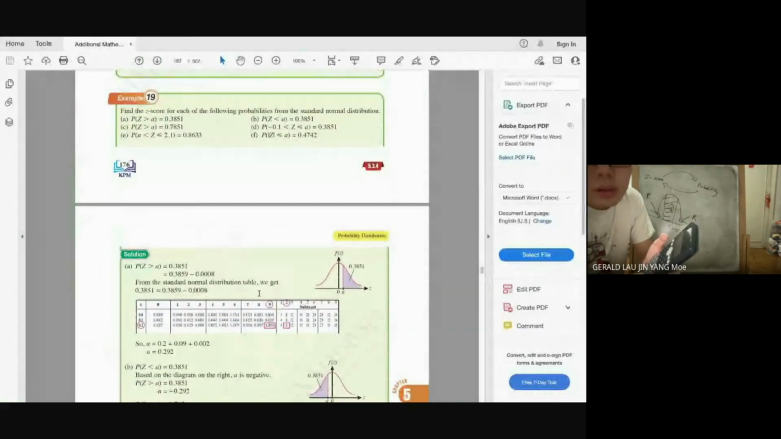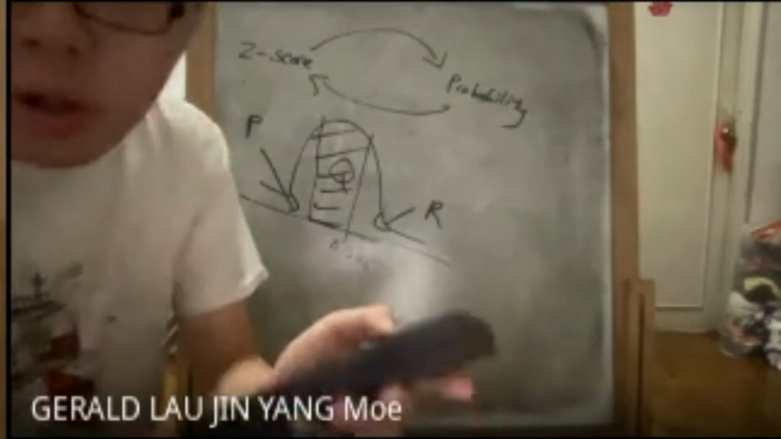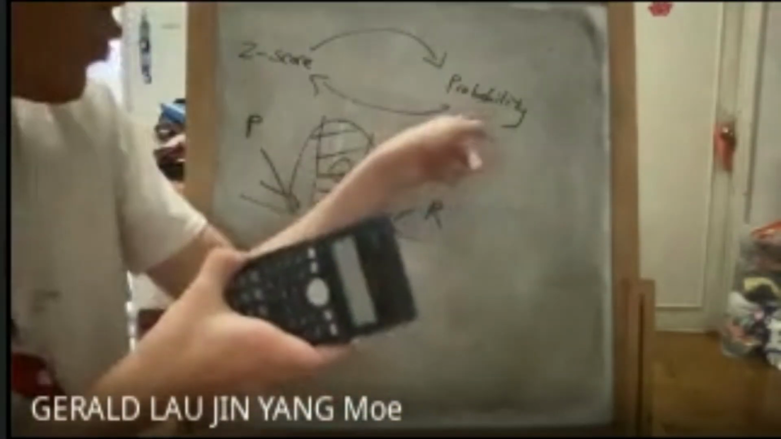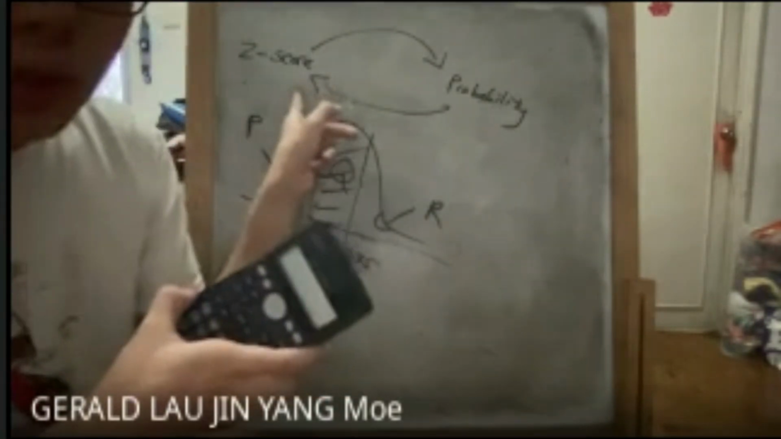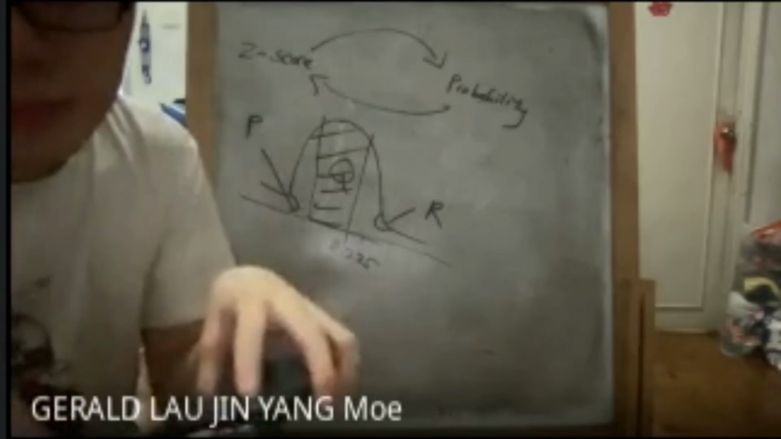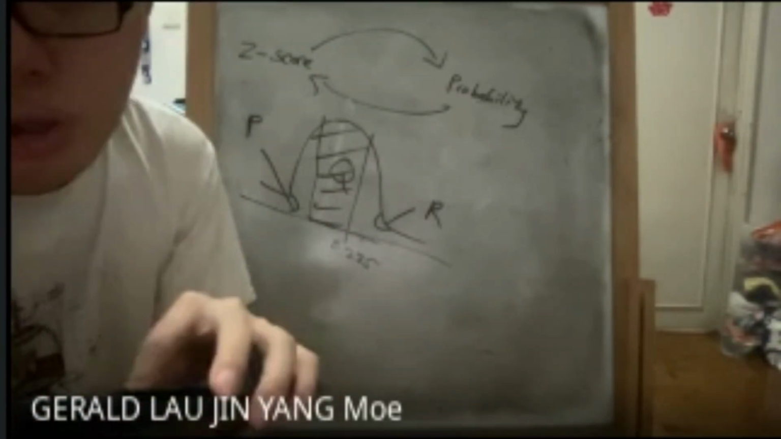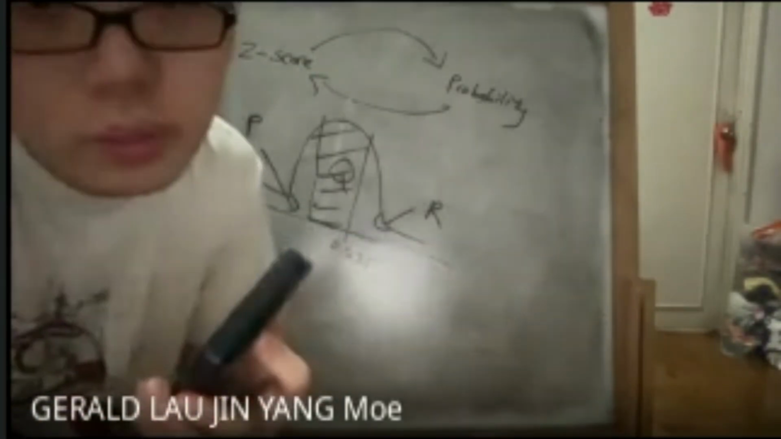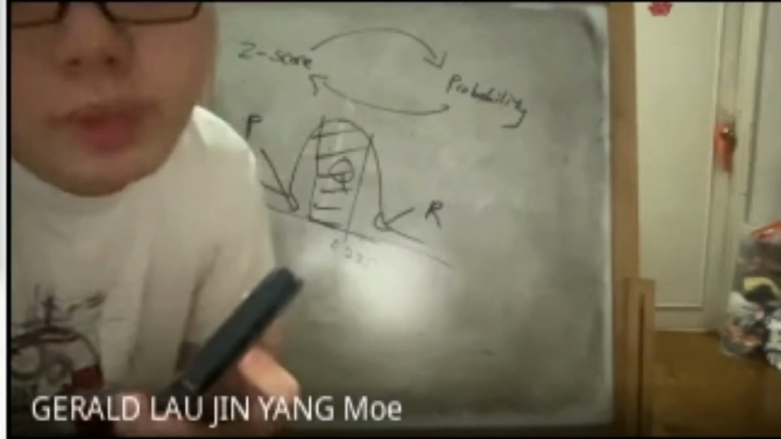Okay, now find the Z-score. Now they give you the probability, they want you to find the Z-score. But unfortunately for this method, you cannot use the calculator. Do you all know how to use the calculator based on probability to find the Z-score? Because I think only you can use the table. You cannot use the calculator to find the Z-score. Do you all know how to use the calculator to find the Z-score or not, from the probability?